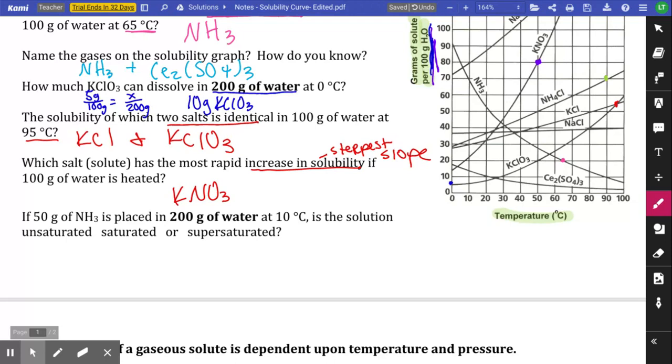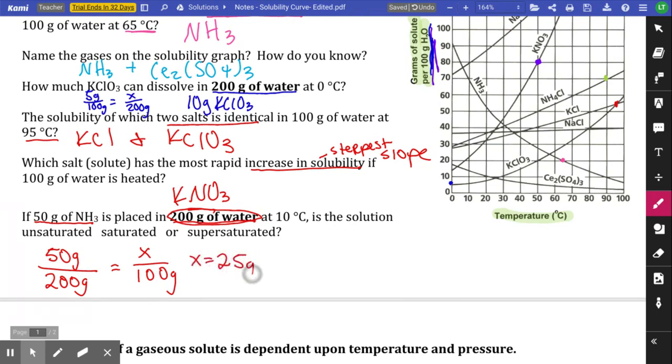And then finally, our last one. I guess we probably didn't work one of these before, but they're pretty simple, pretty easy. It says, if 50 grams of NH3 is placed in 200 grams of water at 10 degrees Celsius, is the solution unsaturated, saturated, or supersaturated? Once again, we have 200 grams of water instead of 100 grams of water, so we need to figure out how much it would be. If I have 50 grams in 200 grams of water, that means I can have X in 100 grams.